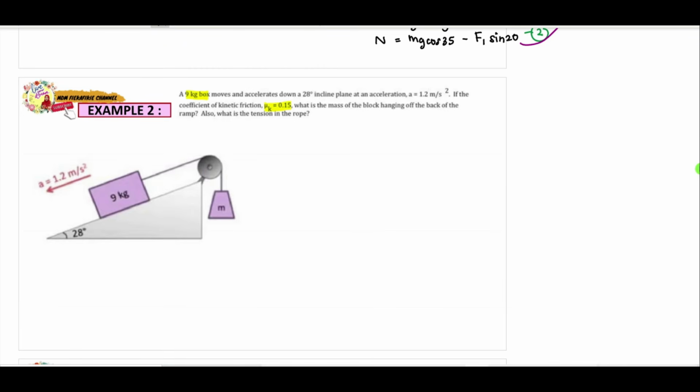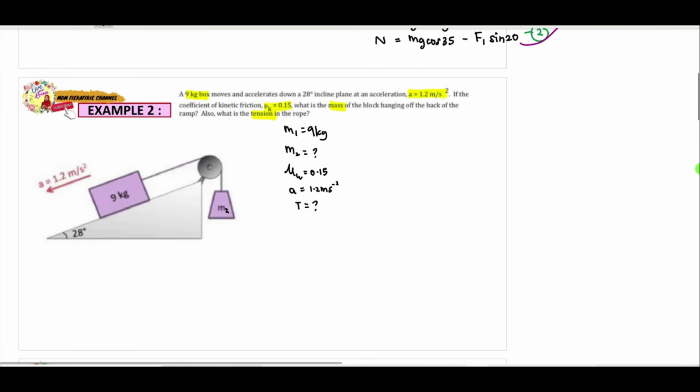Okay? So, what is the mass of the block hanging off the back of the ramp? Also, what is the tension in the rope? So, ada dua benda kita nak cari. The mass of the hanging block and then what is the value of tension T. So, ini yang dia berilah. Okay, yang dia dah bagi tu. Okay, so kita keluarkanlah maklumat. Saya letakkan ini sebagai M1. Okay, and this is M2. Okay, so M1 is equal to 9 kg. M2 saya tak tahu berapa. So, mu K 0.15. So, the acceleration is given 1.2 meter per second squared. And soalan suruh cari tension.